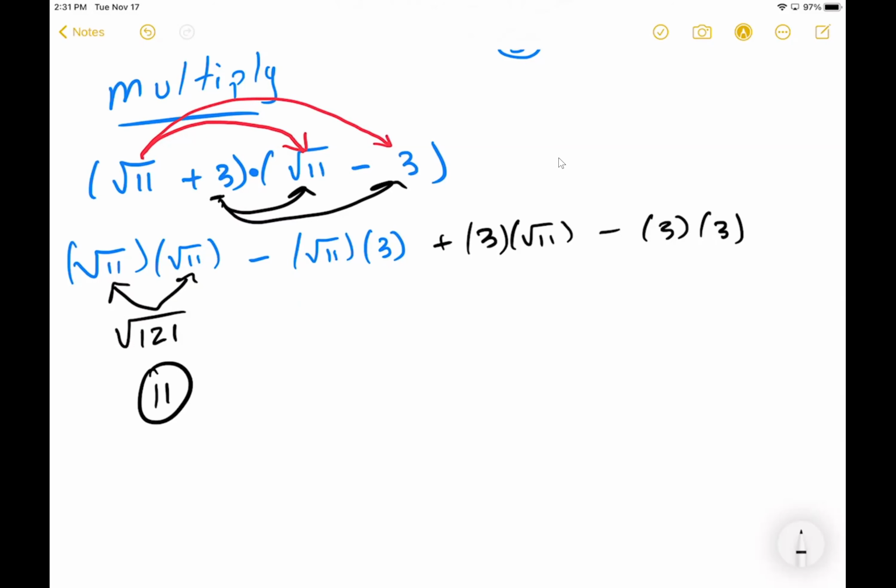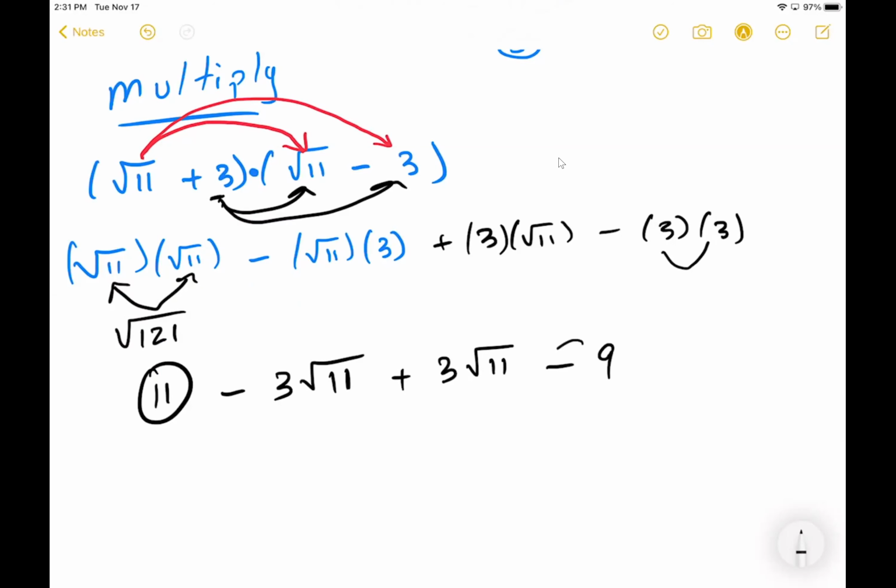And what is 3 times a square root of 11? Well, 3 times a square root of 11 is 3 times square root of 11, because the 3 is a whole number, and square root of 11 is square root of 11. And what is 3 times square root of 11? Well, that is just 3 times a square root of 11. And the last item we have is 3 times 3. 3 times 3 is 9.